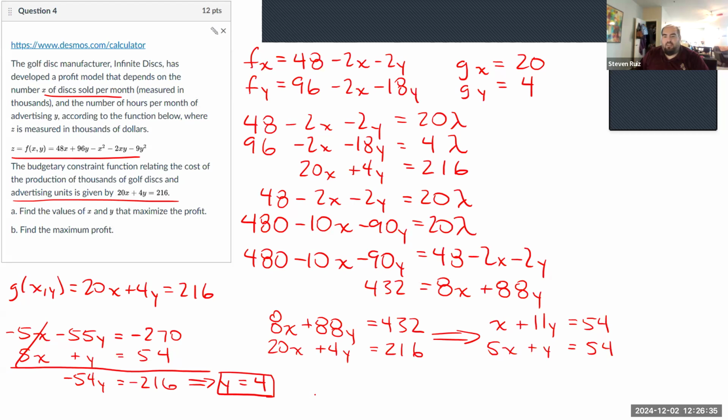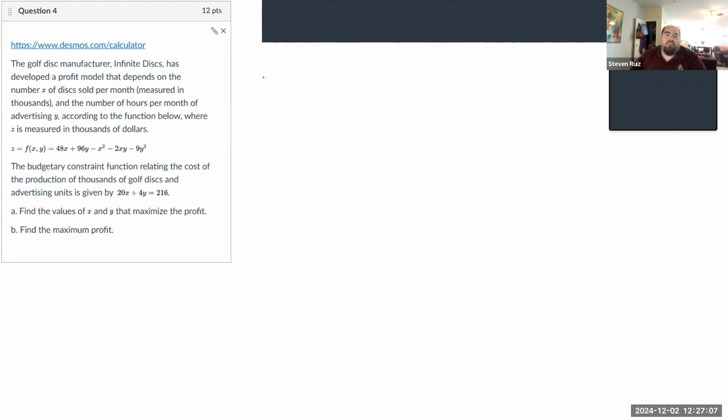All right, so I got one of my unknowns. When y equals 4, what does that give me for x? If y equals 4, that means that 5x equals 50. That means that x equals 10. So these are the conditions that maximize the profit for this situation. So now, let's get a fresh slide to do our last bit of work here.